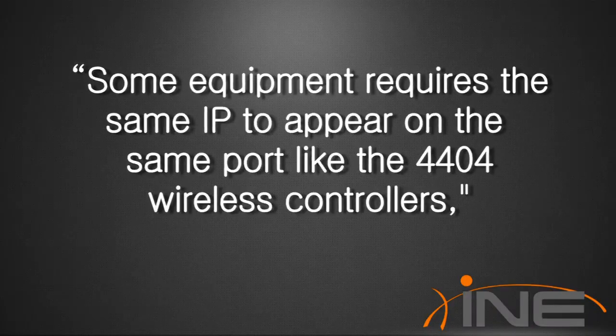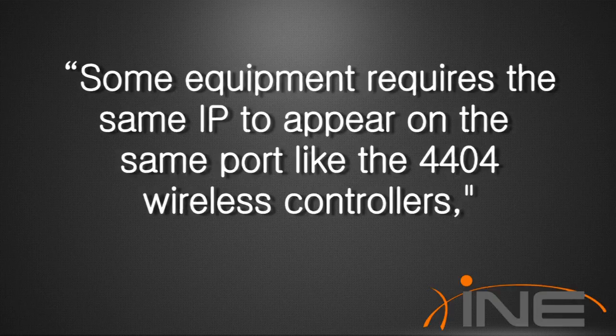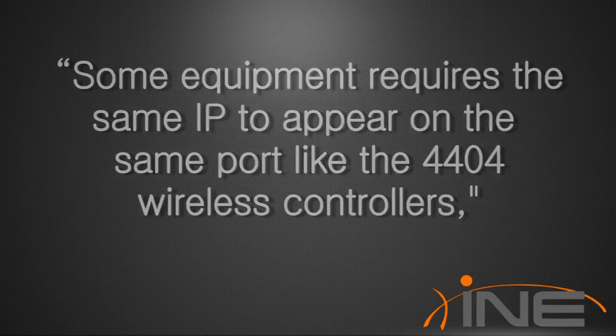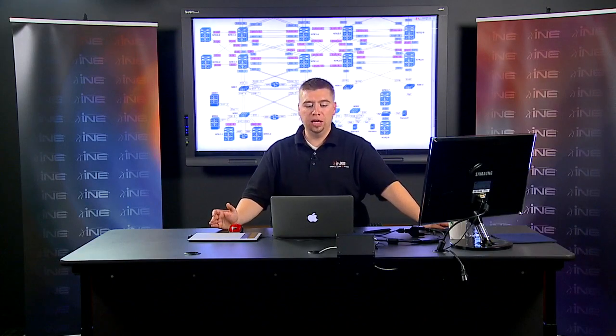Question or comment: some equipment requires the same IP to appear on the same port, like the 4404 wireless controller, so you need to load balance by IP. There are some strange application requirements that you run into like that. We're going to talk about some of those within the scope of VPCs. There are some non-standard implementations of data center equipment, like load balancers or certain storage arrays, that use kind of proprietary features that go against the basic Ethernet standards, and then you end up in some weird traffic forwarding patterns. So based on your specific application, you may be limited to one type of port channel load balancing method.